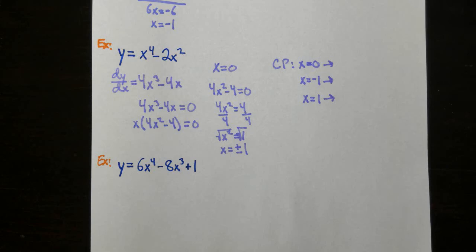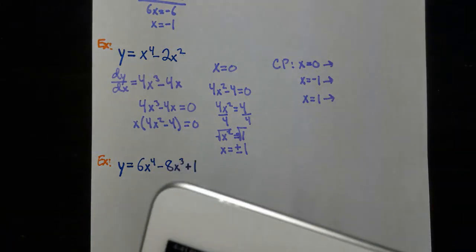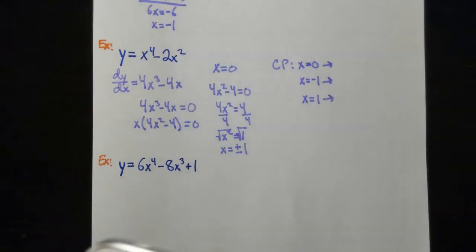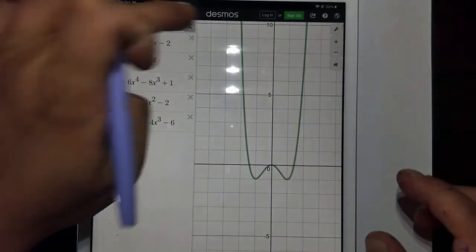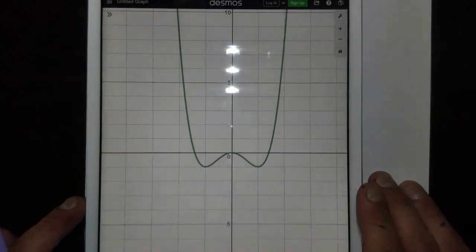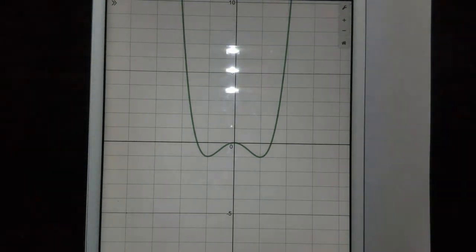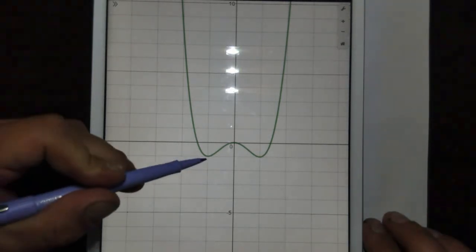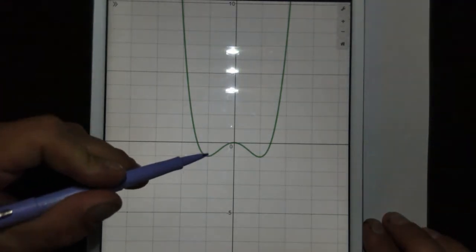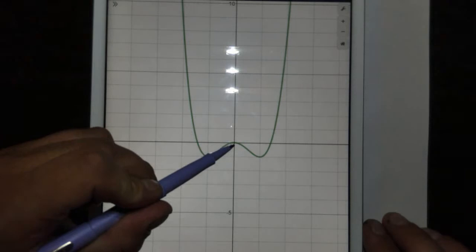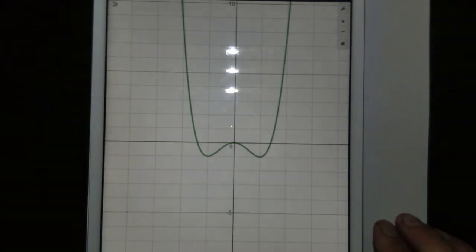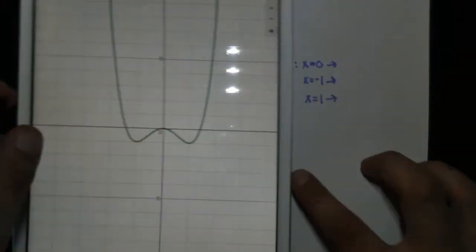So I went ahead and graphed this one for us. And we get this function. So notice our 3 values, negative 1, 0, and 1. Negative 1, that's a critical point. 0, that's a critical point. And at 1, that's a critical point. So let's go through these and label these.